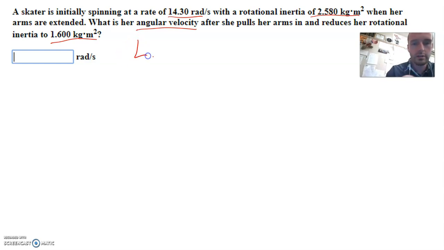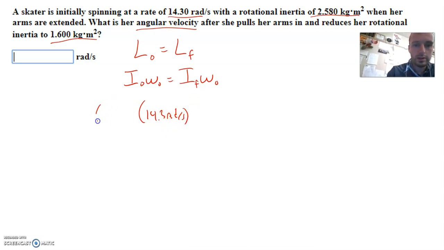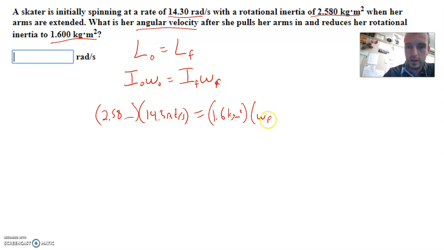Well, when a skater has their arms out, they have a certain amount of angular momentum, and when they pull their arms in, they have a different amount of angular momentum. Well, I shouldn't say different. I should say it manifests itself differently, right? So the initial I omega is going to be equal to the final I omega. And so if the initial spinning rate here is 14.3 radians per second, and the rotational inertia initially is 2.58 and a bunch of units, then that is going to be equal to whatever 1.6 kilogram meters squared times omega final. That should be an F right there, by the way, what omega final is.